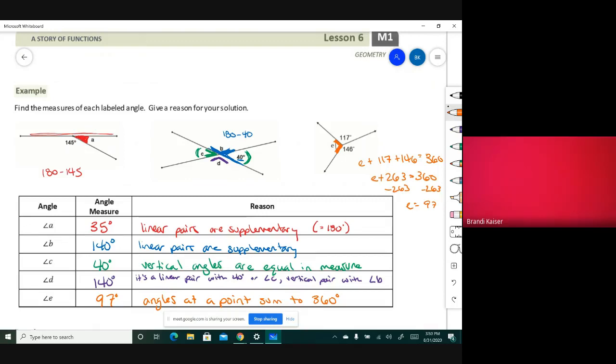Okay, so like I said, that's kind of what you're checking with for each scenario or each picture. You know, if you can find a linear pair, it's 180. If you can find vertical pairs, they're the same. If they're just around a point, they have to be 360.